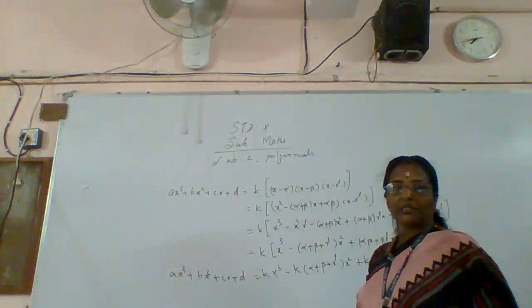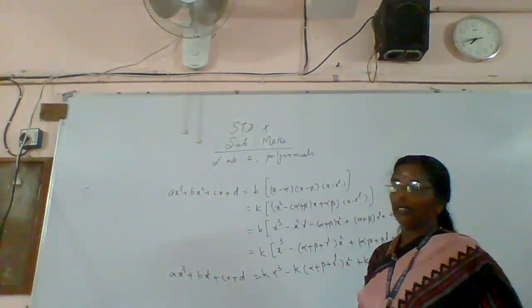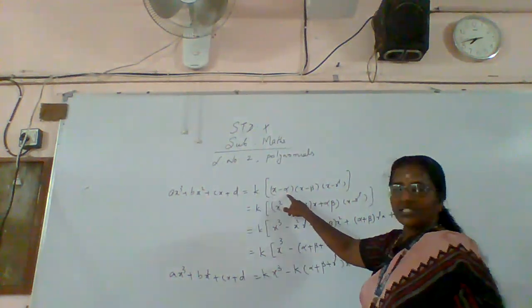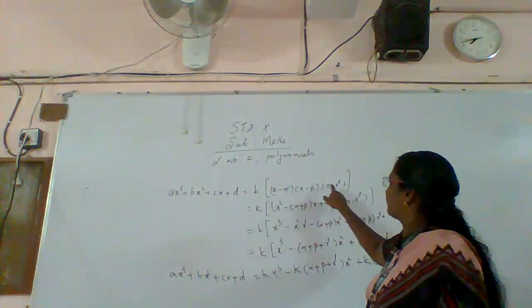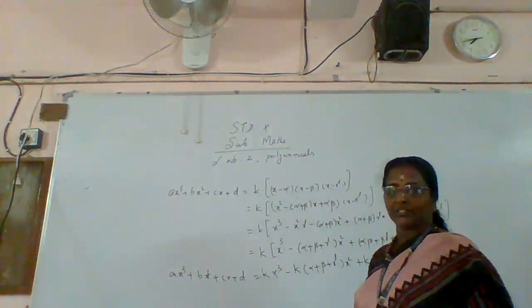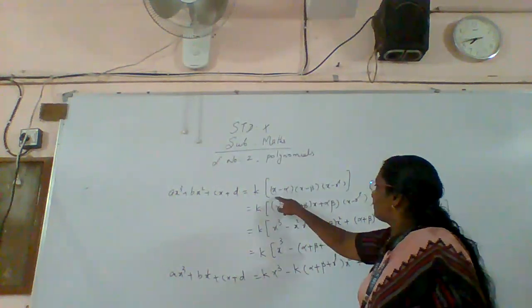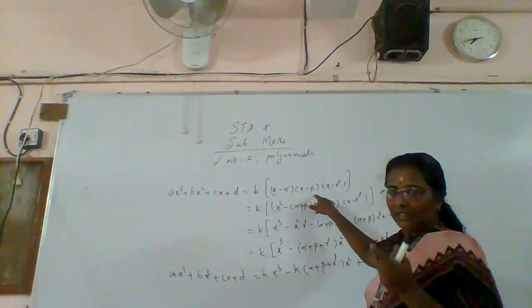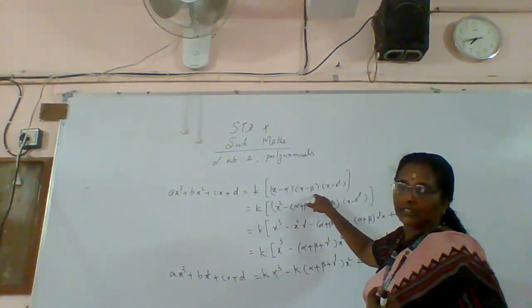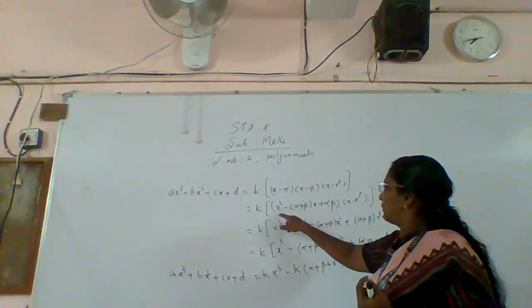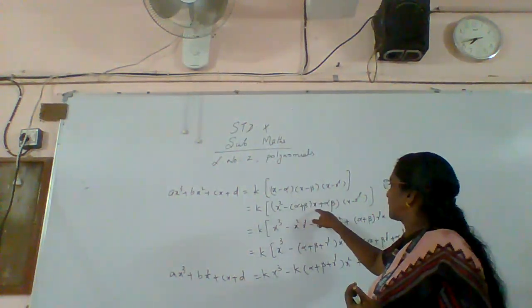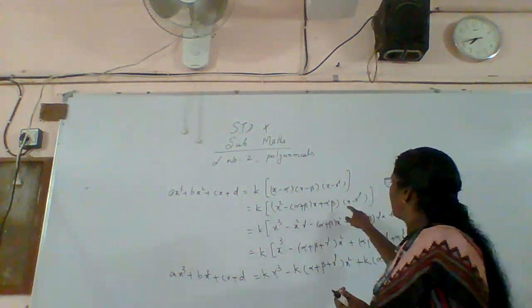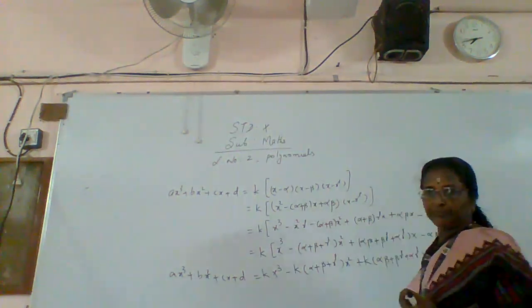If alpha, beta, gamma are the zeros of the polynomial, then x minus alpha is a factor, x minus beta is a factor, and x minus gamma is a factor. When we multiply these three together, first we multiply these two and keep the quadratic polynomial: x square minus (alpha plus beta) into x plus alpha beta. Then you multiply with x minus gamma.